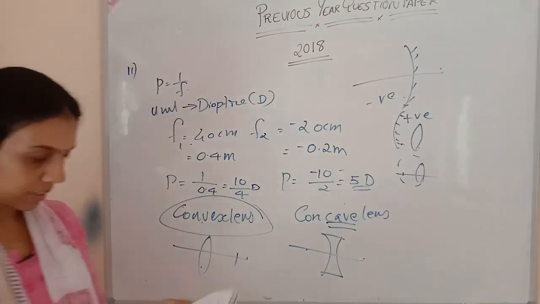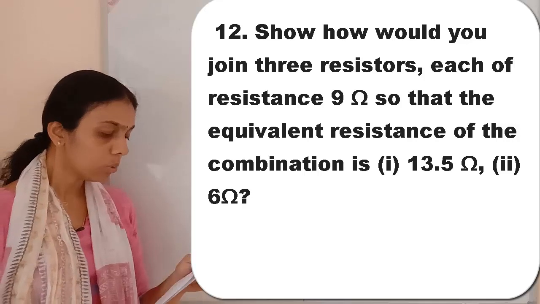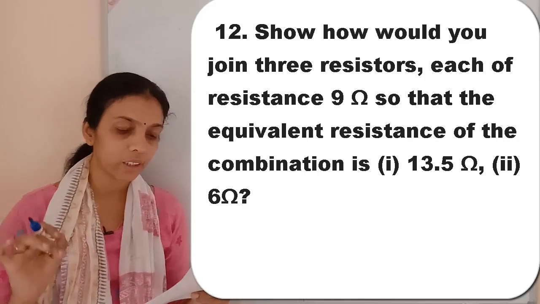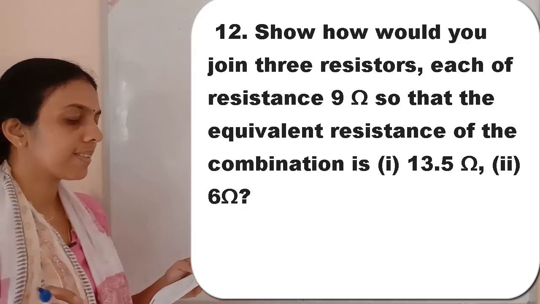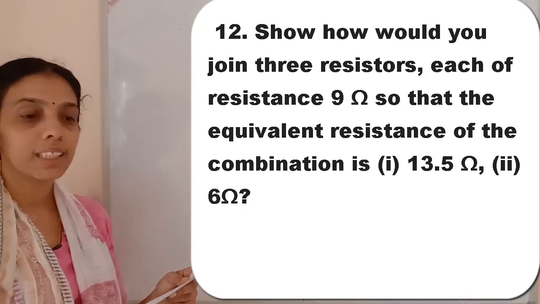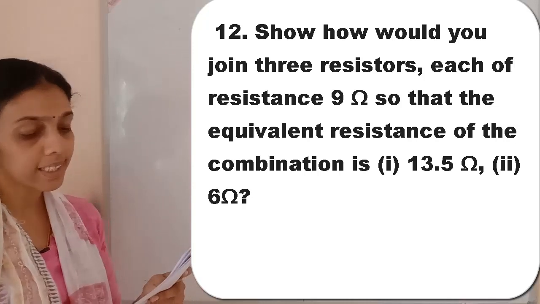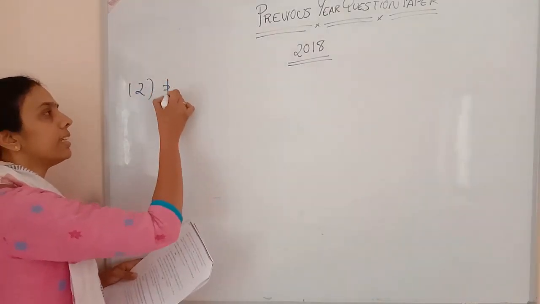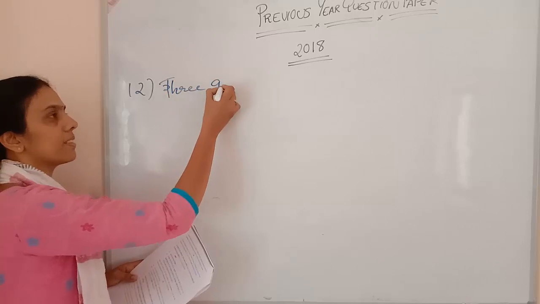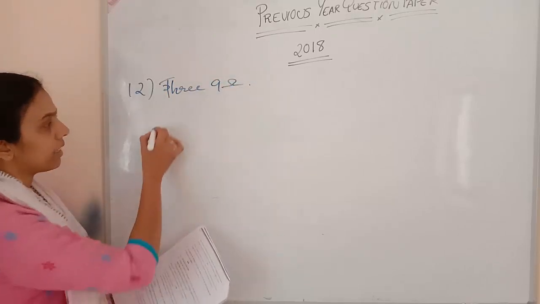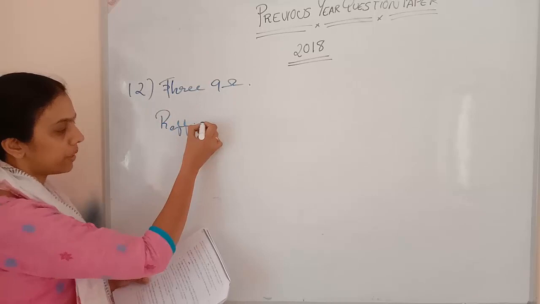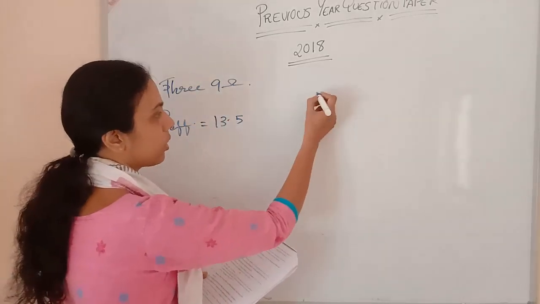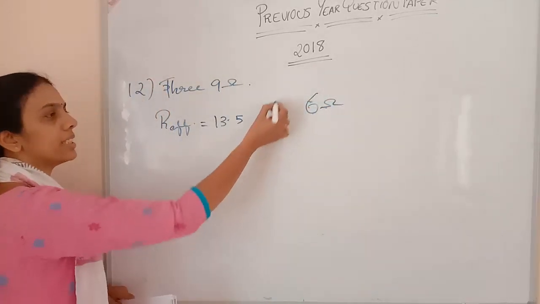Okay, clear? So the next one is: show how you would join 3 resistors, each of resistance 9 ohm, so that the equivalent resistance of the combination is 13.5 ohm and 6 ohm. This is the 12th question, 3 nine-ohm resistors. How can we connect? Effective resistance should be equal to 13.5 ohm and 6 ohm. How will we be getting these two?